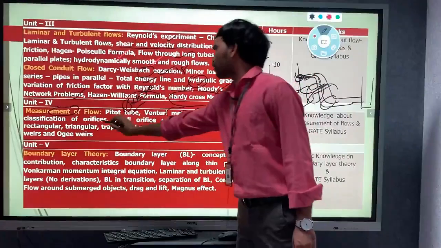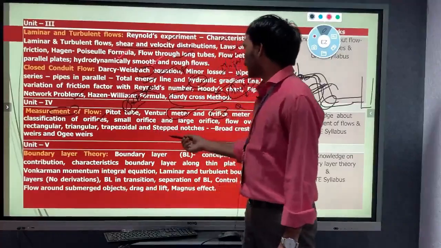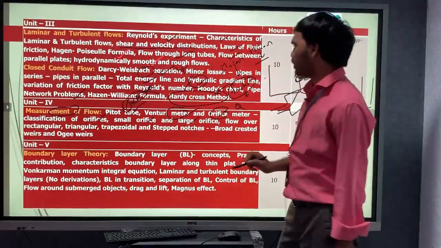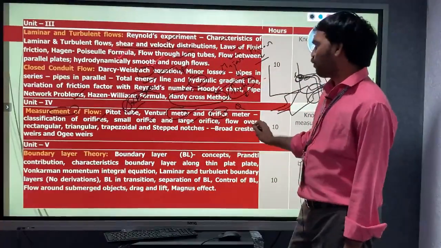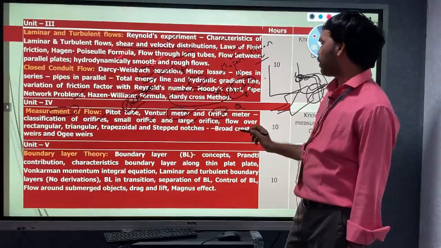We will also discuss the classification of orifices, such as how to classify a small orifice and a large orifice, and flow over rectangular, triangular, trapezoidal and stepped notches.